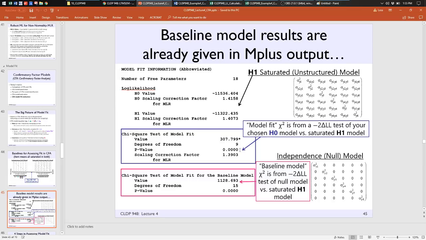The whole job of a latent factor is to predict the relationships among your items. If your items don't have any relationships, there's nothing for the factor to do. And it would make no sense to continue. So that has to be significant. It has to be, yeah. I've never seen it be not significant, but that would be the worst case scenario.